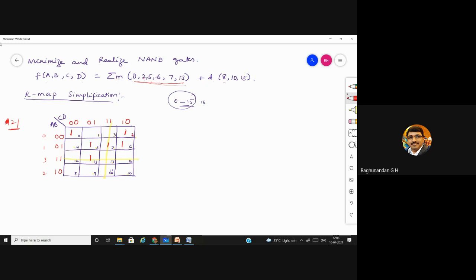Then we are having D, don't care, 8, comma 10, comma 15. So in the place of this 8, comma 10, comma 15, put X. That indicates don't care. 8, so X, whatever you want. Then 10, it's X. 15, it's X. Like this.